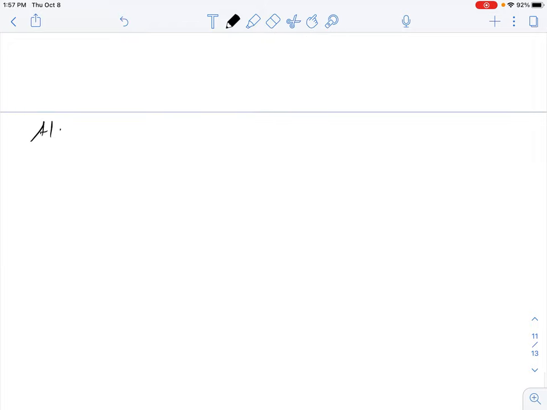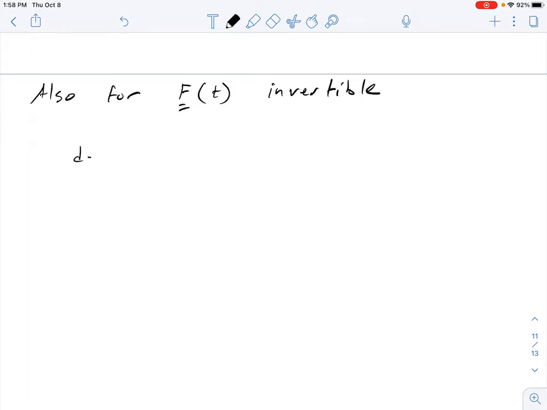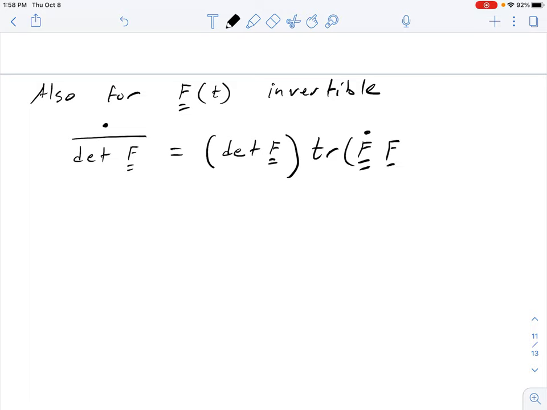So also, for F invertible, we have that the time derivative of the determinant of F is equal to the determinant of F times the trace of F dot F inverse.